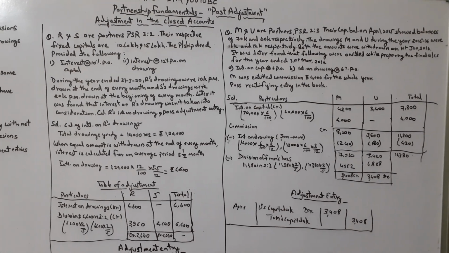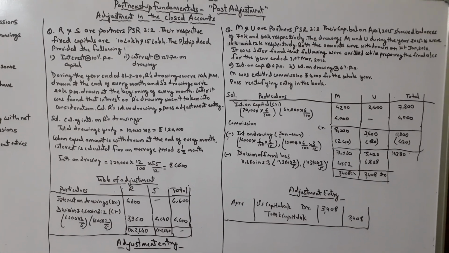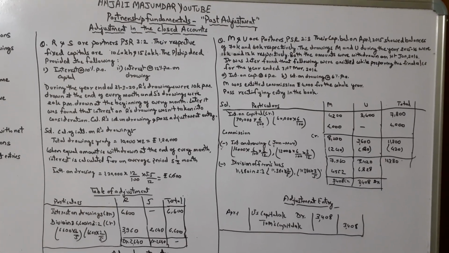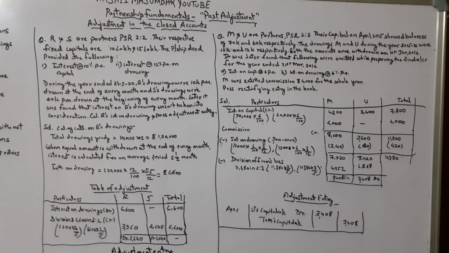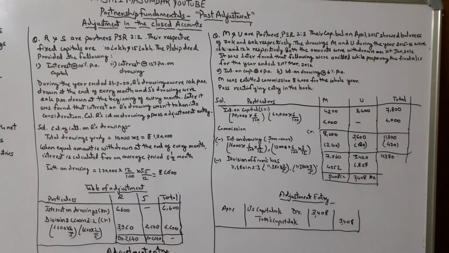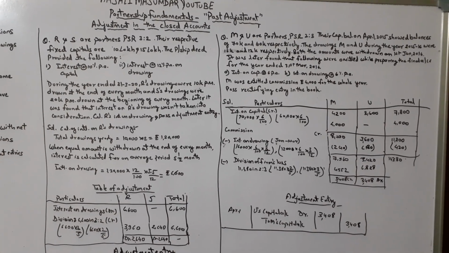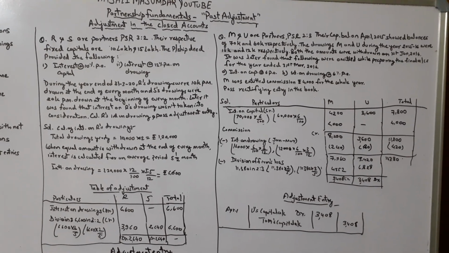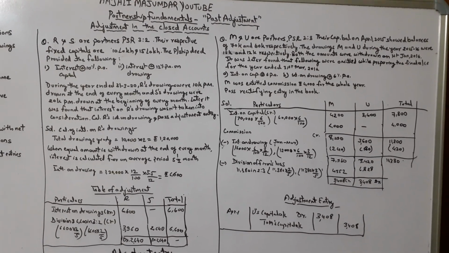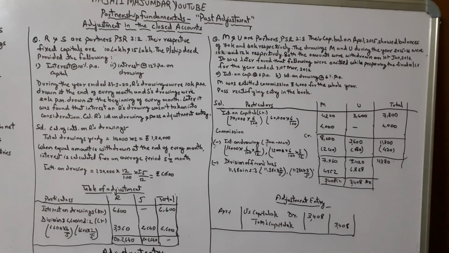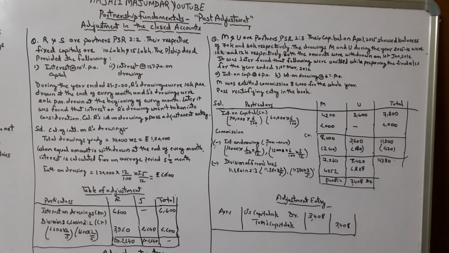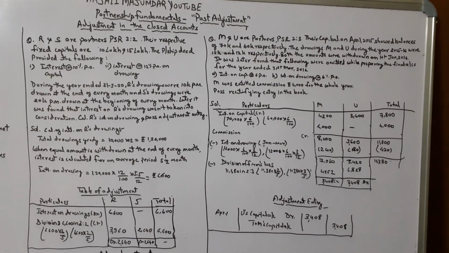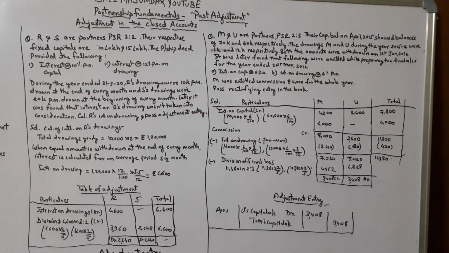So first of all, we will make the table of adjustment. In that, we will draw particulars and the names of the partners M and U, and the fourth column is your total. First of all, we will give the interest on capital. The rate is 6%. So 70,000 for M, multiplied by 6%, which is 4,200, and 60,000 multiplied by 6%, which is 3,600. When you add 4,200 plus 3,600, you will get 7,800.